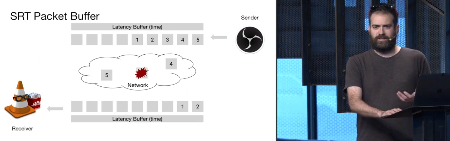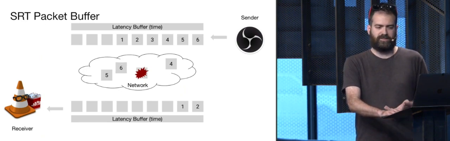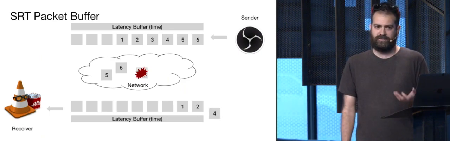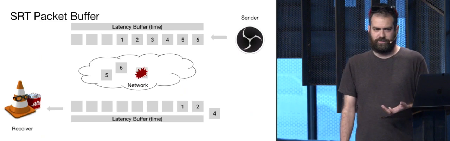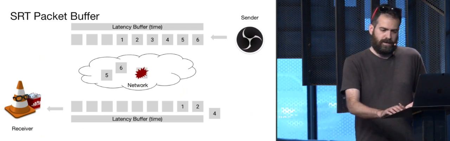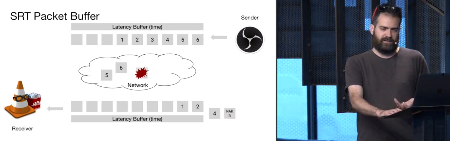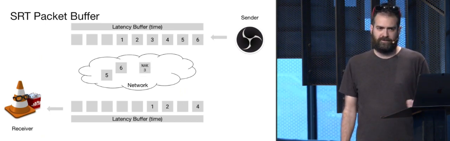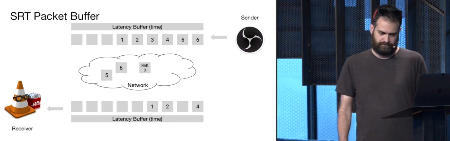But so far, no one really knows anything has gone wrong. So everybody keeps operating like usual. Sender generates more packets. Receiver receives a packet. And now it knows something's wrong. It was expecting packet 3. It got packet 4. It generates a negative acknowledgement packet, and it sends the negative acknowledgement packet on the network. It puts packet 4 in the buffer. It leaves a hole for packet 3.